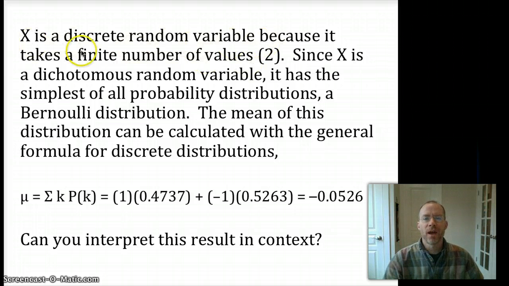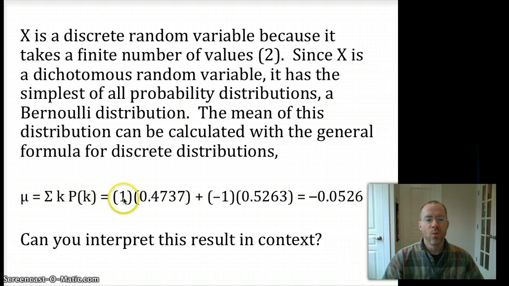So this is a discrete random variable. You can only get -$1 or $1 in your winning. Since x is a dichotomous random variable, it has the simplest of all probability distributions, what's called a Bernoulli distribution, and the mean of this distribution can be calculated with the general formula for discrete distributions. Given a discrete distribution, you can find the mean of the distribution by taking the sum of the individual values of the variable multiplied by their probability.